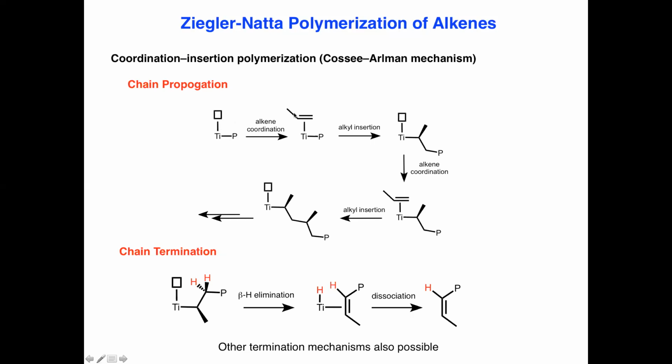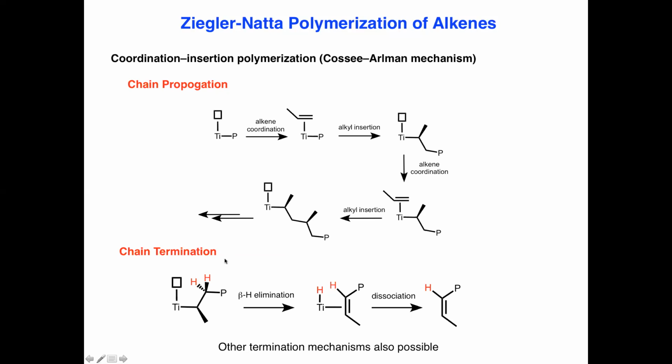So we have an olefin that can come in and bind to the metal center, and we'll just do an insertion of our growing polymer chain into the alkene. This is now just going to grow the polymer chain by two more carbons. It's going to leave us an open coordination site. Alkene comes in, insertion. So this is actually a very simple mechanism, and this just occurs over and over and over again until we get a chain termination step.